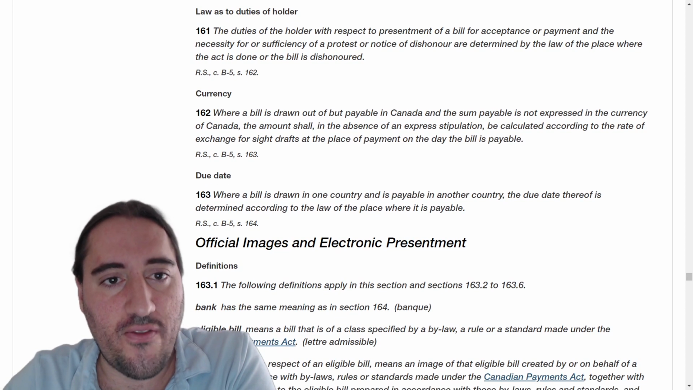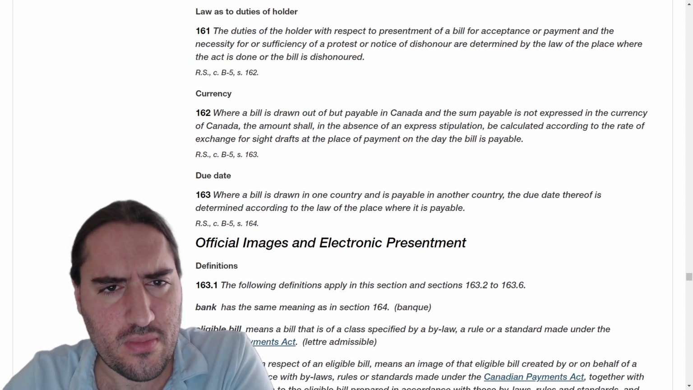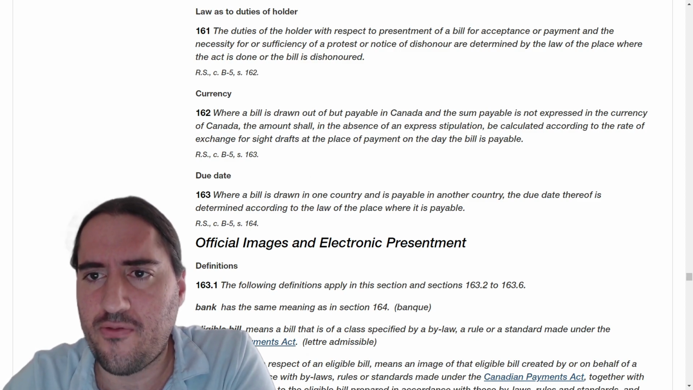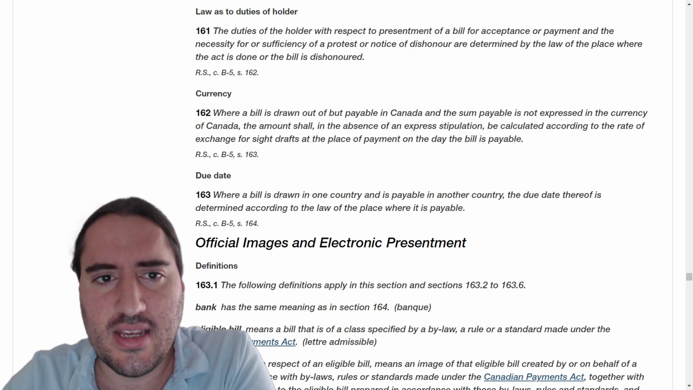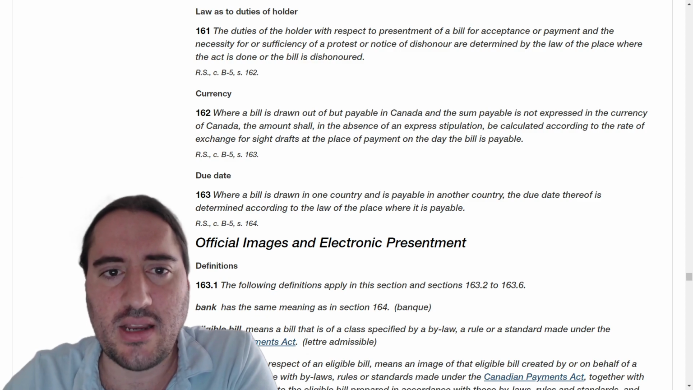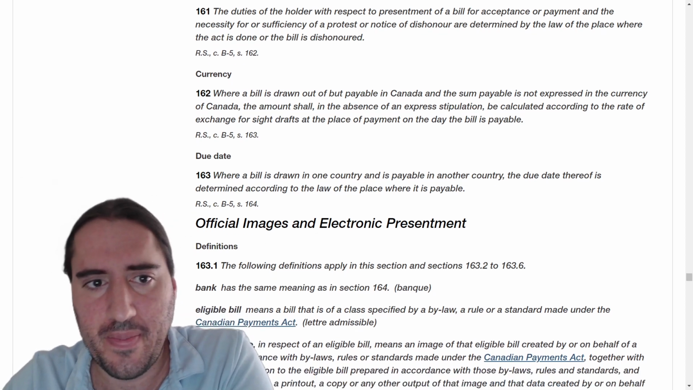Law as to duties of holder. The duties of the holder with respect to presentment of a bill for acceptance or payment, and the necessity for or sufficiency of a protest or notice of dishonor are determined by the law of the place where the act is done or the bill is dishonored.